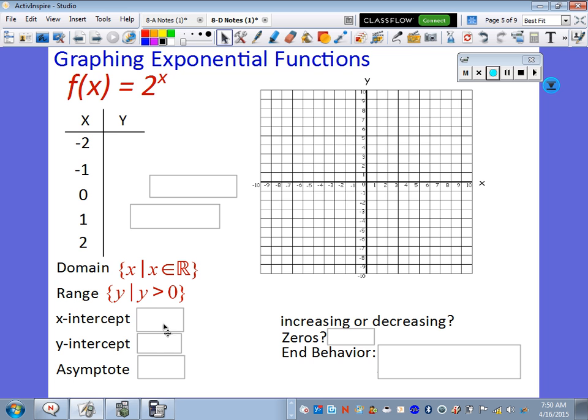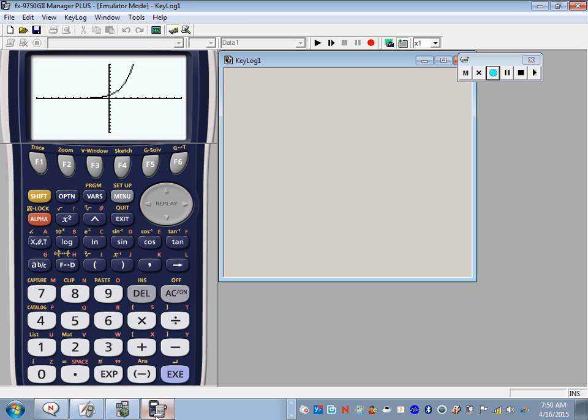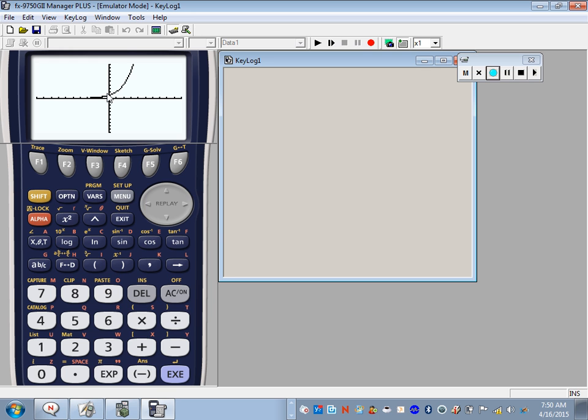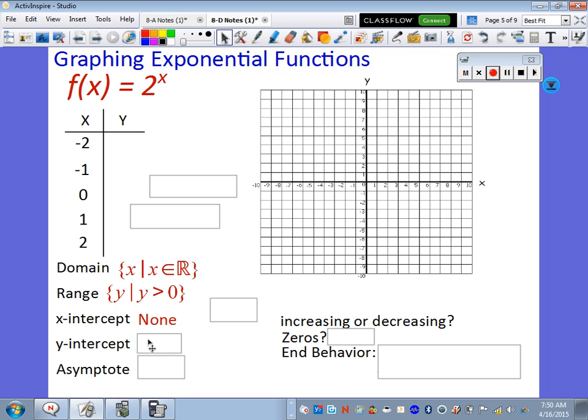Your x-intercept is none, because if you look at this graph, it approaches the x-axis, so it's not crossing or touching the x-axis. So there are no x-intercepts. Your y-intercept is (0, 1). Your asymptote is y = 0, or the x-axis. This was an increasing function because it opened that way. There are no zeros because, again, there's no x-intercept. No zeros, no x-intercept, no zeros.